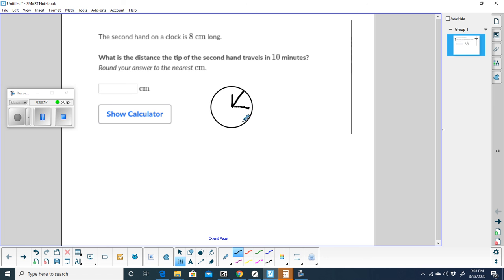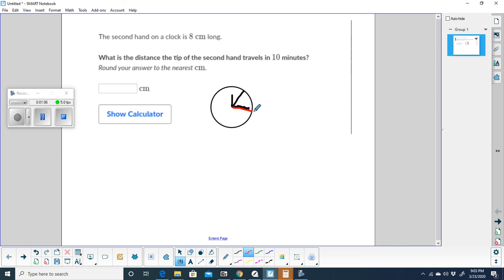All right. So I'm going to focus on just the second hand, which is, let's say it's in red here. Well, that's supposed to be red, but it wasn't. Okay. So the second hand, right? And it says, what is the distance the tip of the second hand travels in 10 minutes?